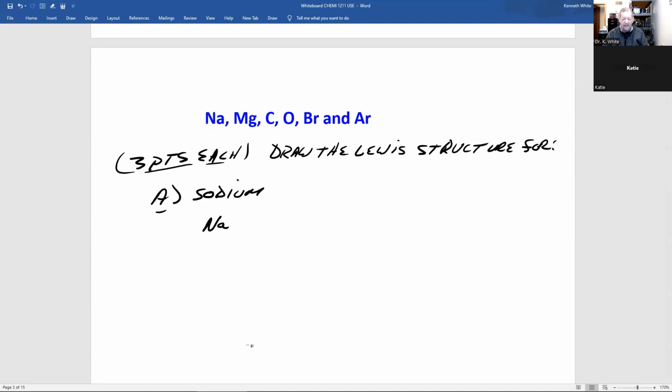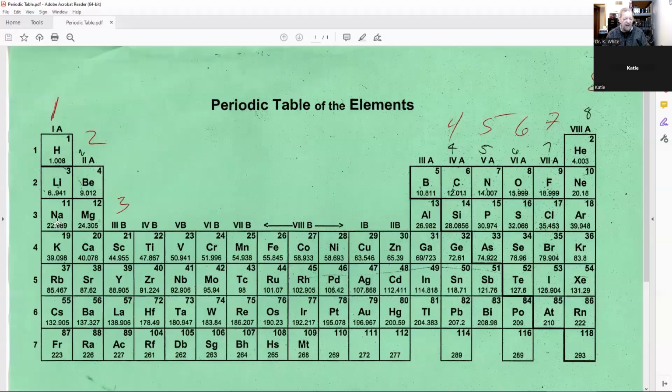We go to our friendly neighborhood periodic table and see sodium, Na. You want valence electrons. 11, the atomic number, is all electrons. You go to the top, you see the group number, Roman numeral I. So sodium has 1 valence electron.